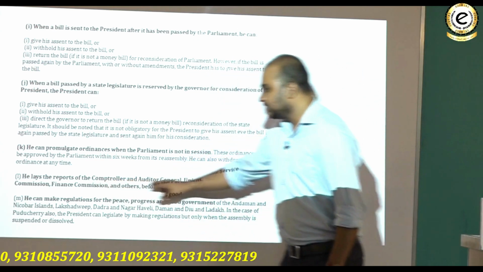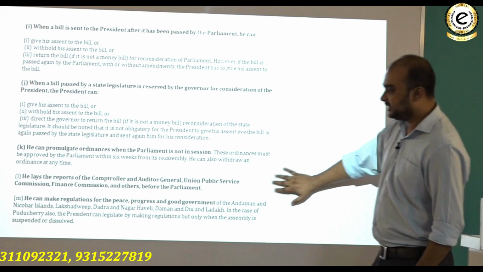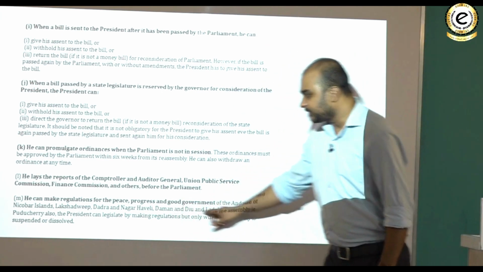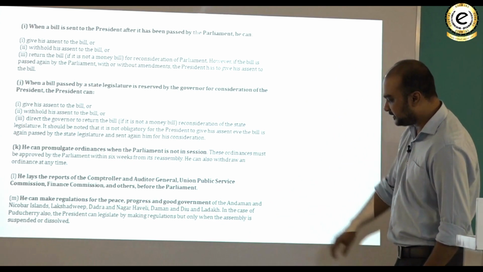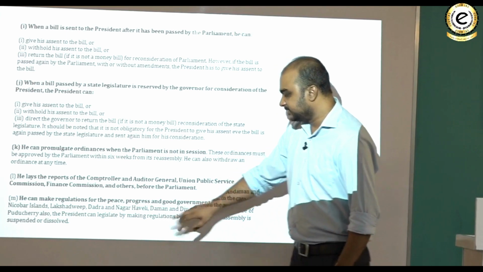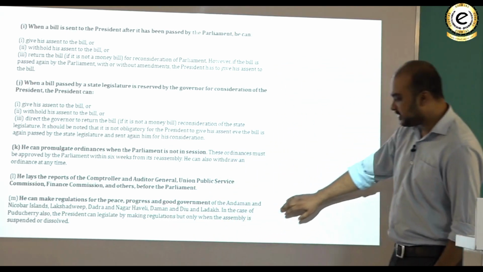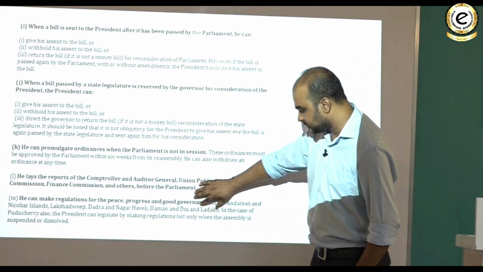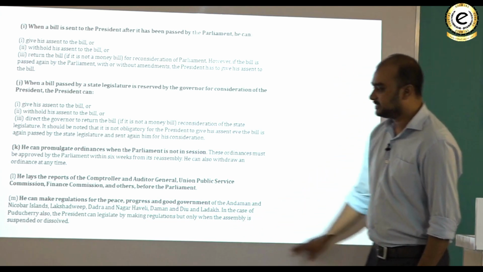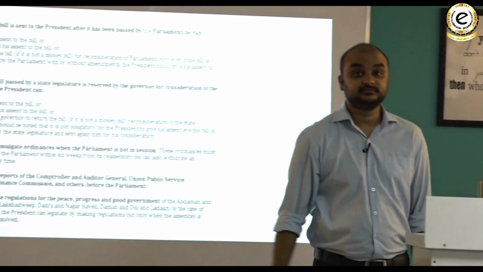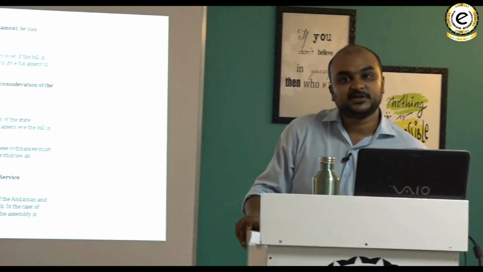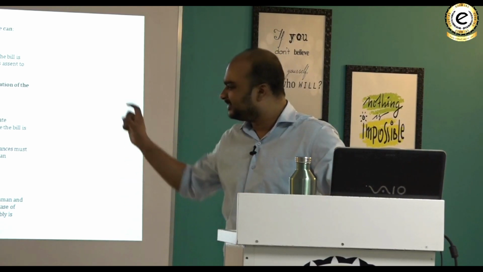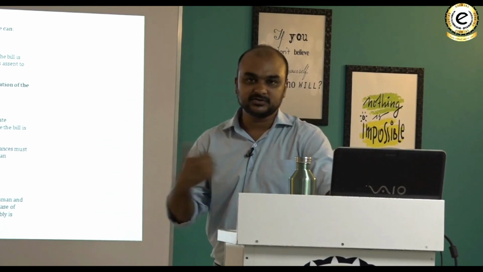He lays the reports of the Comptroller and Auditor General, the UPSC, the Finance Commission and others before the Parliament for its consideration. He can make regulations for the peace, progress and good government of the Andaman and Nicobar Islands, Lakshadweep, Dadra and Nagar Haveli, Daman and Diu and Ladakh. In the case of Puducherry also, the President can legislate by making regulations, but only when the assembly is suspended or dissolved. So, you see that there are some special legislative powers with respect to the President's office. We'll look at them in more detail in some time, but I'm now just introducing them.